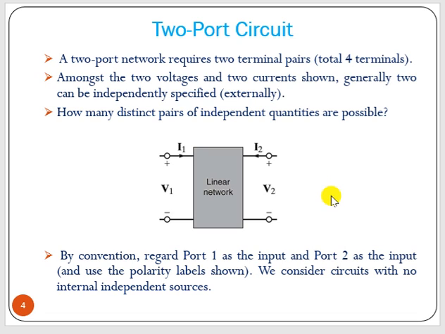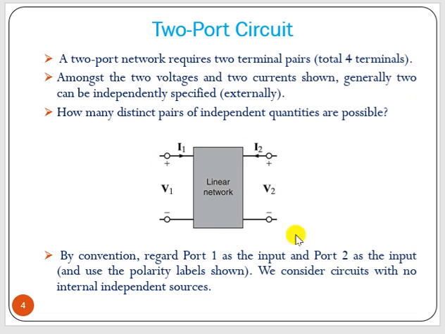Now what is a two port circuit? A two port network requires two terminal pairs, that means a total of four terminals, so 1, 2, 3, 4, and among the two voltages and two currents shown. So at this side, say this is the input side, we show a voltage V1, current I1 flowing, there is a voltage V2 at the output side, and the current is I2. Now generally two can be independently specified. Now how many distinct pairs of independent quantities are possible? In that case, that will be 4C2, the value will be 6.